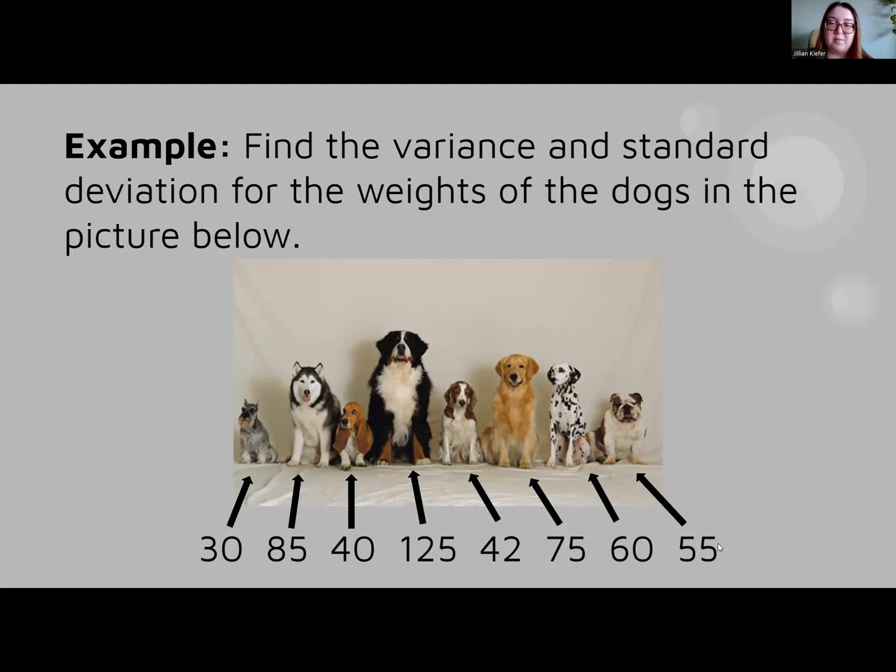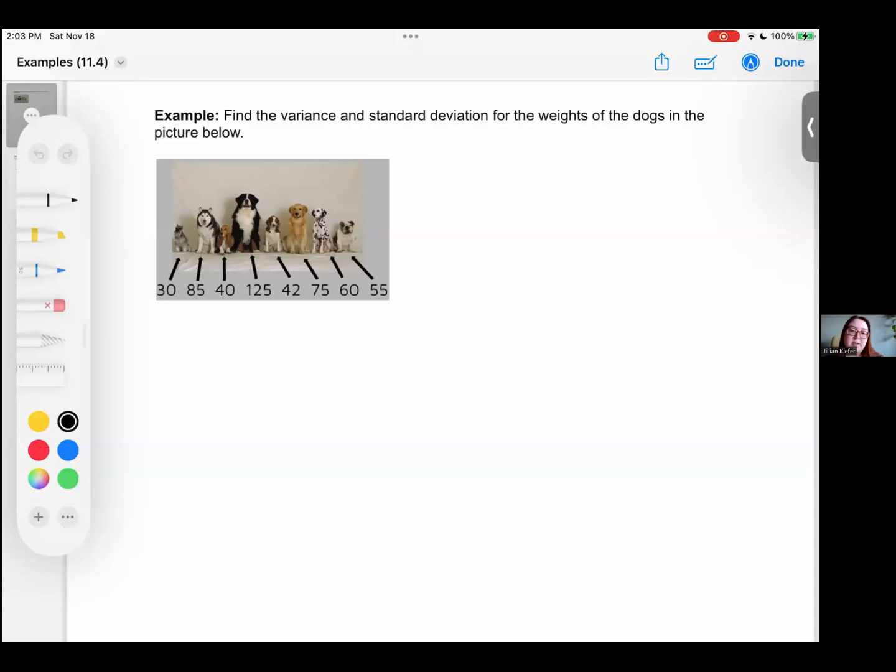So we'll go ahead and find the variance and standard deviation for all the weights of the dogs in the picture below. Let's go ahead and do this one together. All right, so for example here, we're trying to find the variance and standard deviation. So we need to follow those steps that were on that previous slide.